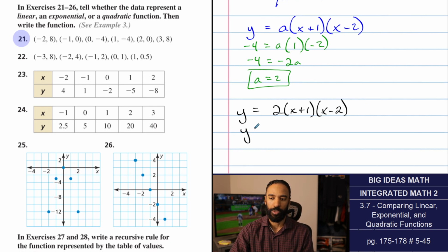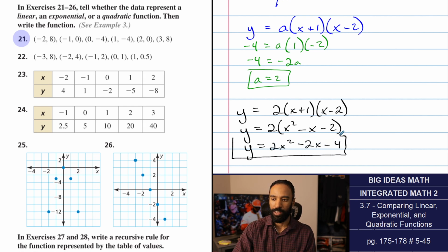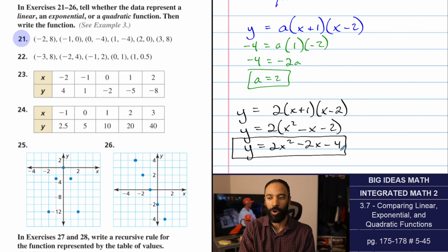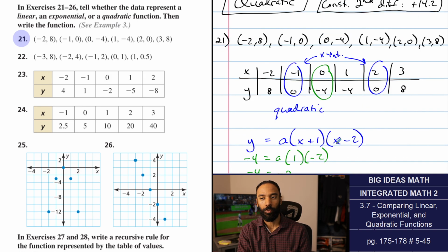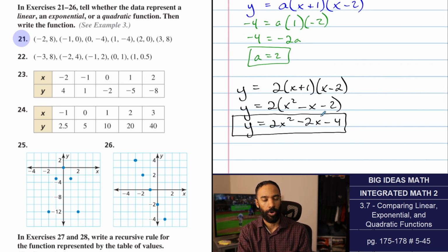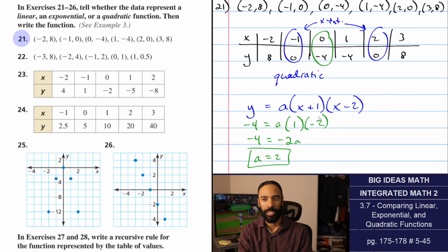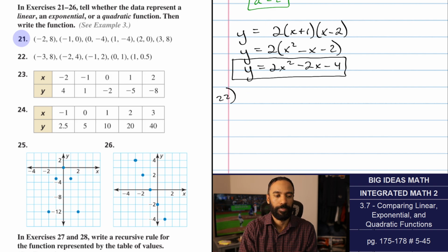But they've been clearly showing you a little bit more of standard form. So let's go ahead and distribute this guy. It's 2 times x squared minus 2x plus 1x minus 2. And distribute the 2, you get 2x squared minus 2x minus 4. Now, I'm going to believe that answer because (0, negative 4) was indeed the y-intercept, right? That was the y value that we saw right here. So I'm going to trust that what I did was working. And there it is.